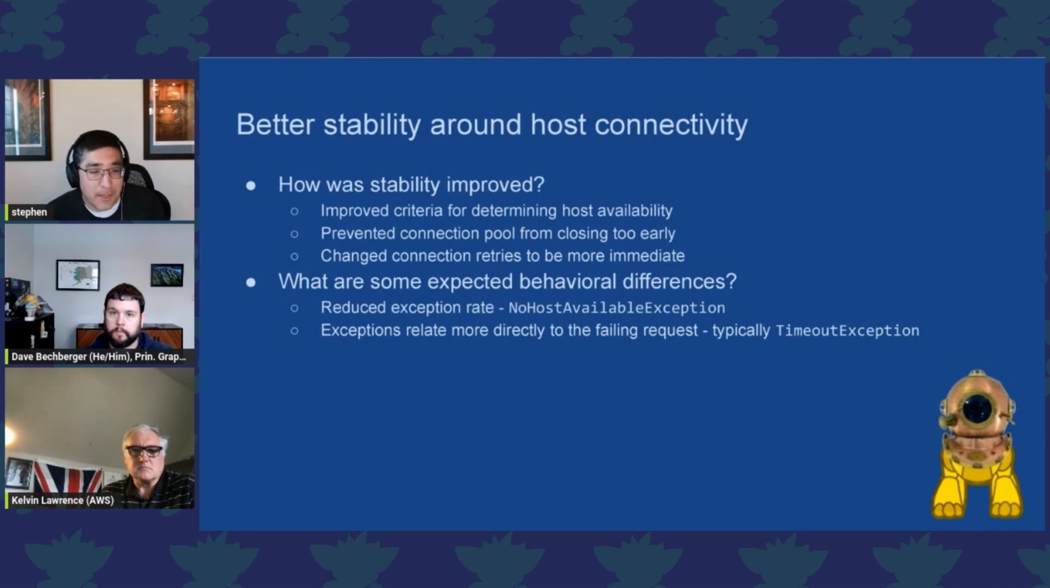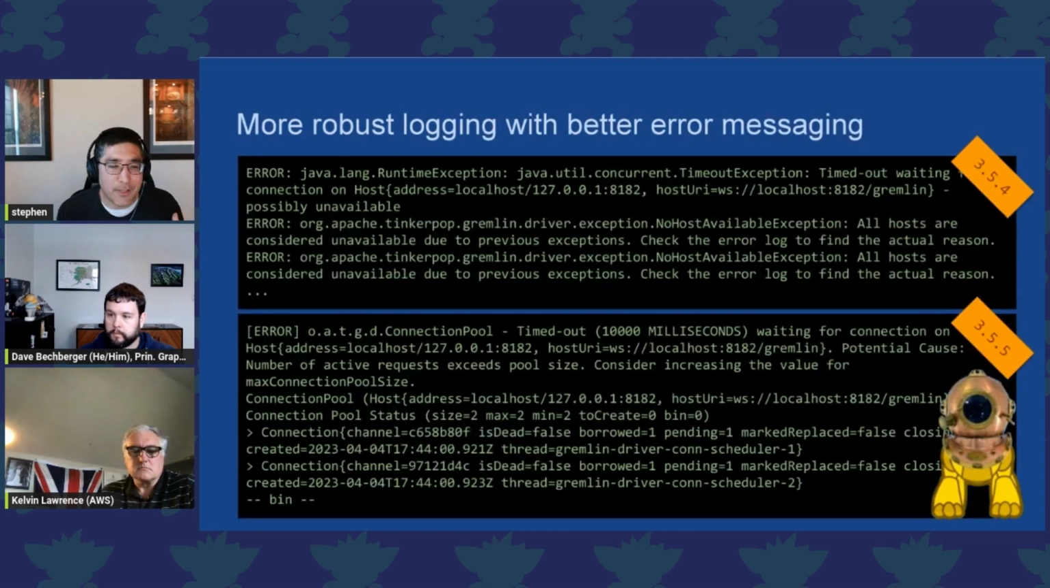So there are definitely some behavioral differences that occur as a result of this. You definitely have a reduced exception rate using 3.5.5 and 3.6.2. You should not see floods of no host available exceptions when you have those heavy workloads. So your logs should be a lot cleaner, and if you do have exceptions at all, they should mostly be around connection pool type issues and connection issues, mostly timeout exceptions. There'll be some failure to borrow a connection from the pool, and that's the thing that you would focus on debugging.